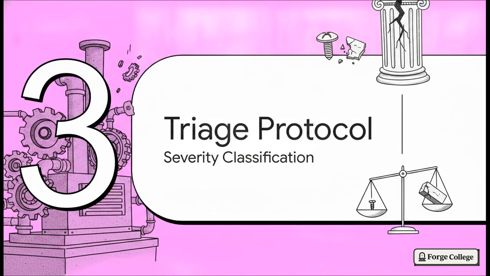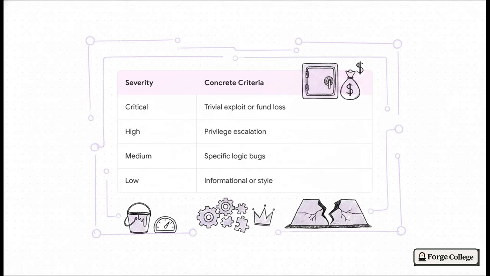Which brings us to Section 3, triage protocol, severity classification. Okay, so you've shaken the machine, and boom, some pieces fell off. Now we initiate the triage protocol. This is a concept we constantly drill into students at Forge College. We have to strip away the emotion and use completely concrete criteria. For instance, a low severity issue, that's purely informational, essentially like complaining about the paint color on the machine. Medium means you found specific logic bugs. High severity indicates a privilege escalation, which is like finding a cracked foundation. But critical? Well, that means the exploit is trivial, irreversible, and someone just walked off with the entire vault.